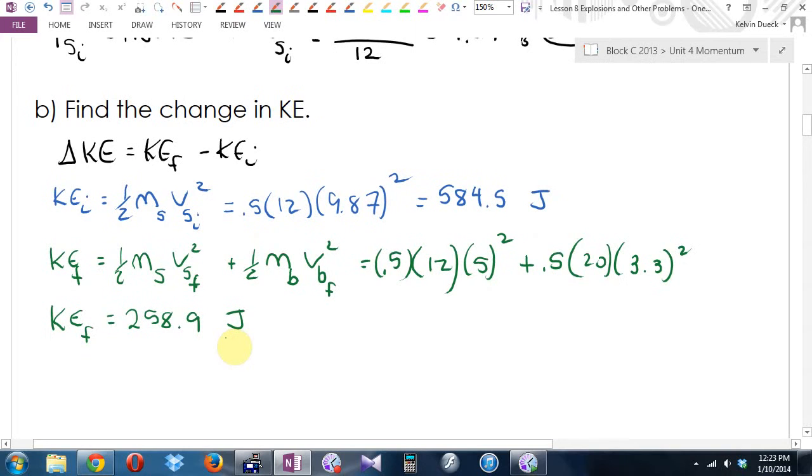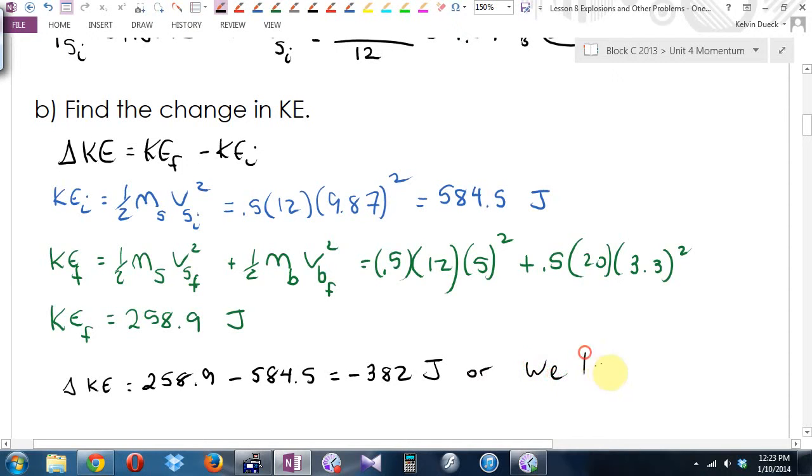What did you say change in kinetic energy was? Final minus initial. So the change in kinetic energy would be final minus initial equals what? What'd you get, Cliff? 381.6. Negative 382 if we go to 3 sig figs, because it's our final answer. We lost 382 joules of kinetic energy. I thought energy was conserved. Yeah, total energy was. We didn't lose that energy. It got transformed into other stuff.